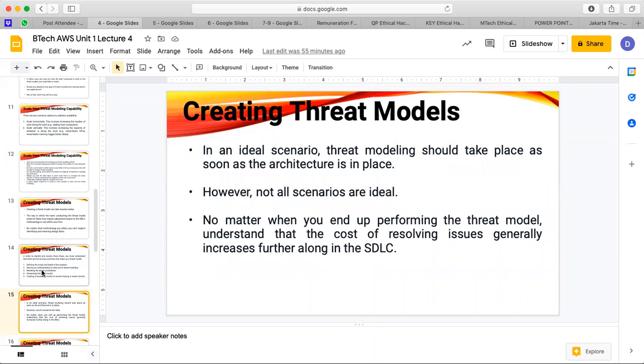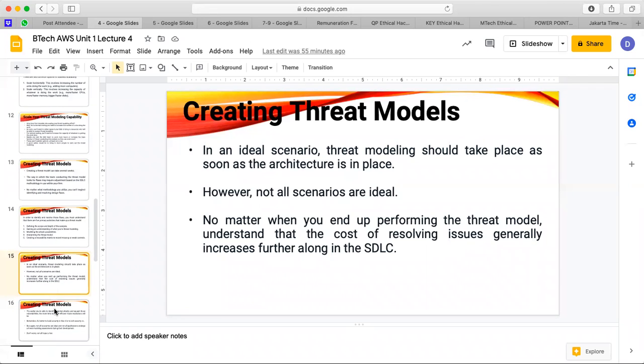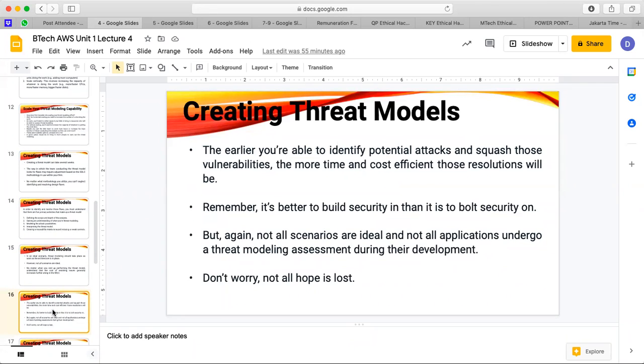In an ideal scenario, threat modeling should take place as soon as the architecture is in place. However, not all scenarios are ideal. No matter when you end up performing the threat model, understand that the cost of resolving issues generally increases further along in the software development lifecycle. The earlier you are able to identify potential attacks and address those vulnerabilities, the more time and cost efficient those resolutions will be. But always remember, it is better to build security in than it is to build security on.